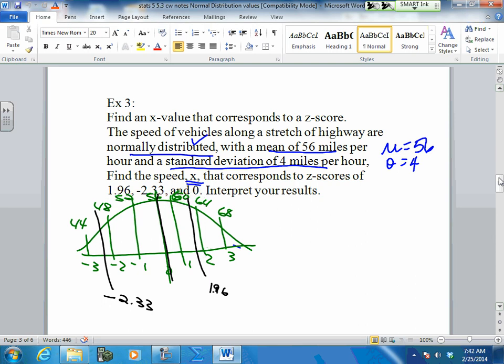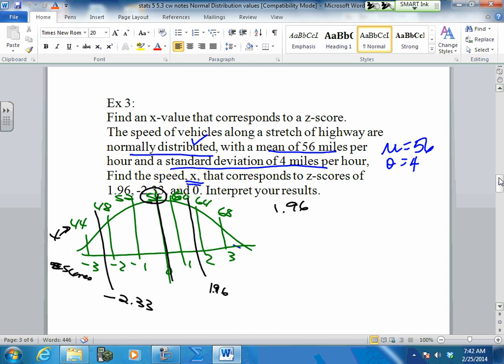First of all, my z-score of 0, what's my x value? 56. Isn't 56 right here at the 0? So this is the x value up here, and this is your z-scores. So at the 0, I'm at 56. That's my x value. At the 1.96, all I can tell right here is I'm somewhere between 60 and 64. Probably closest to 64 because I'm closest to the 2. But I don't know exactly what it is.